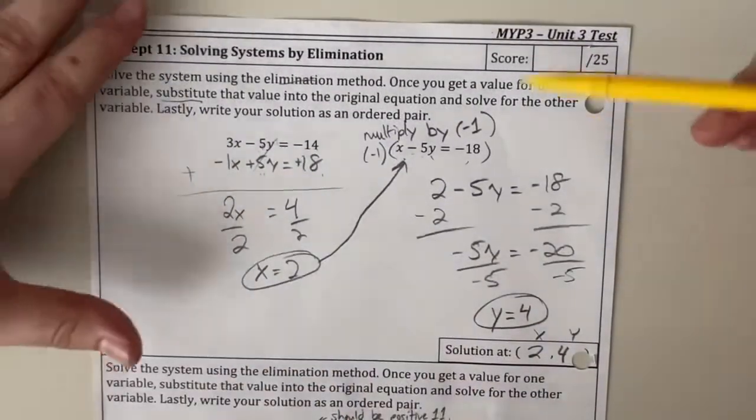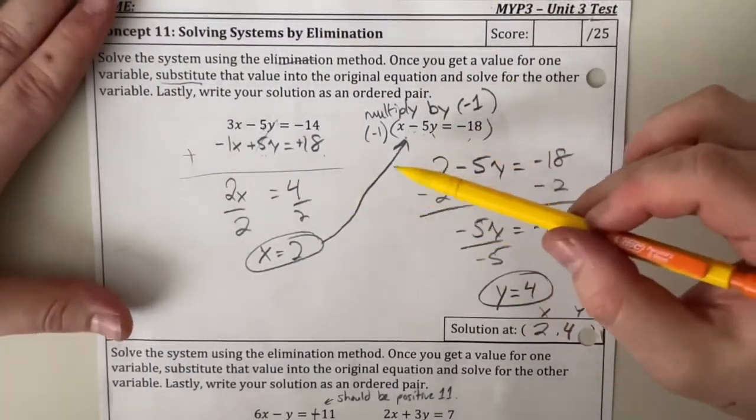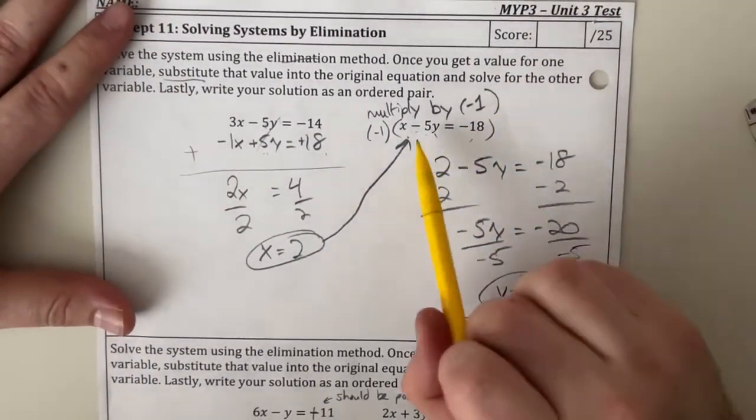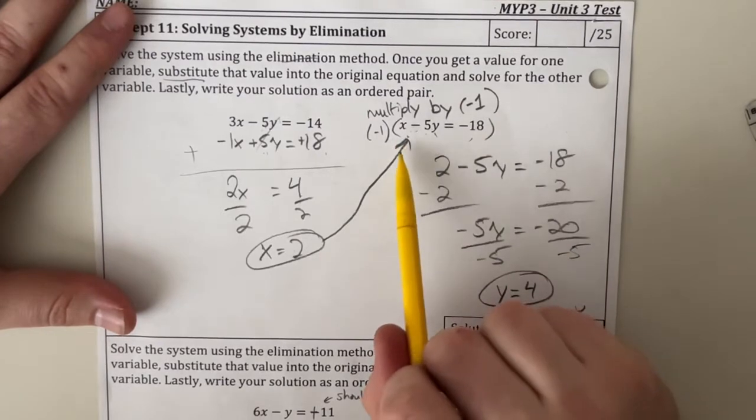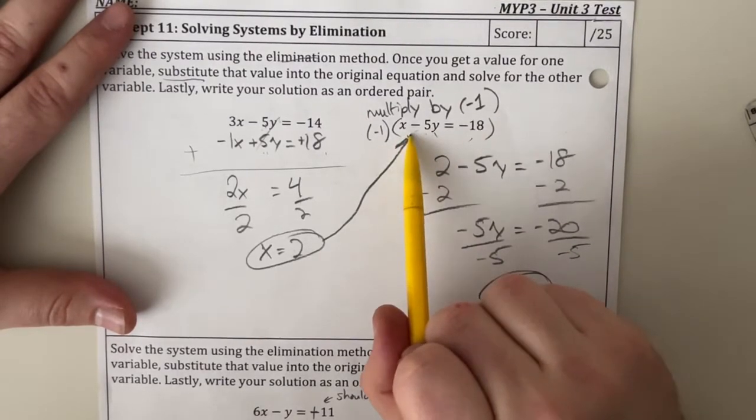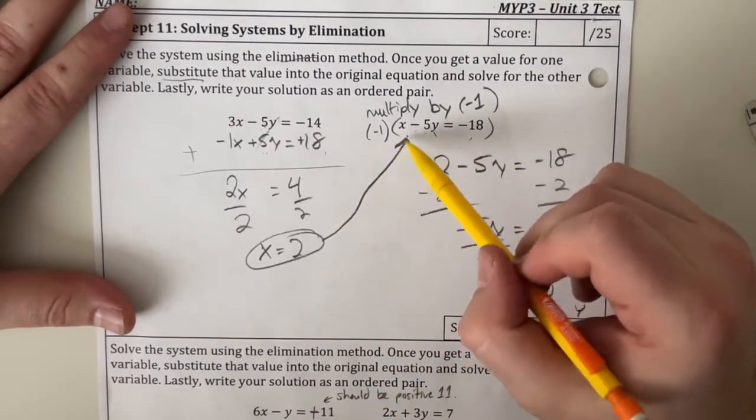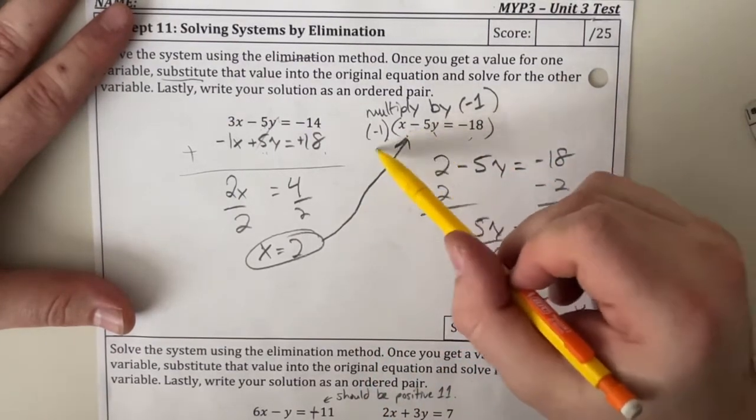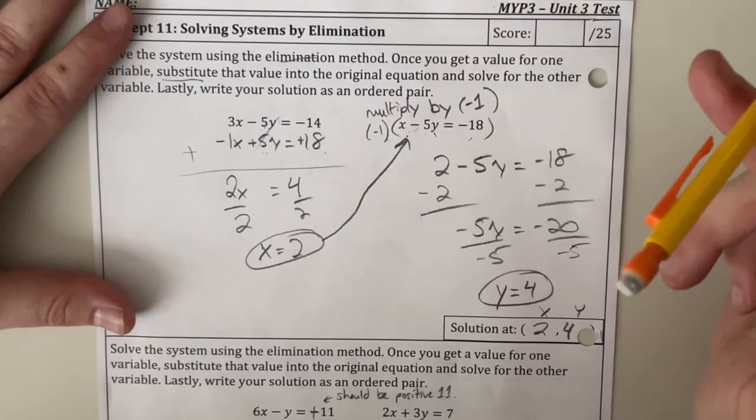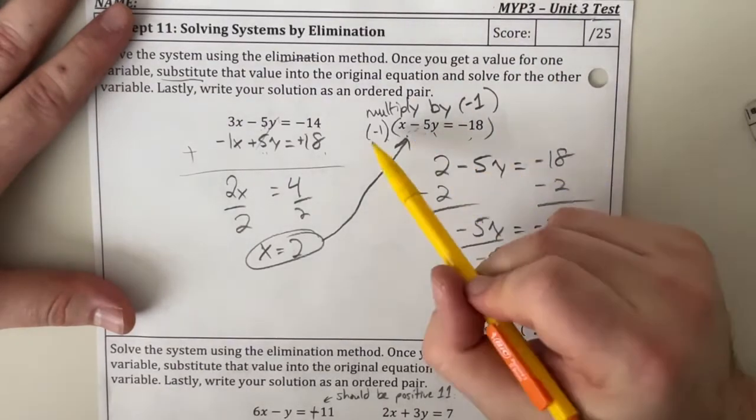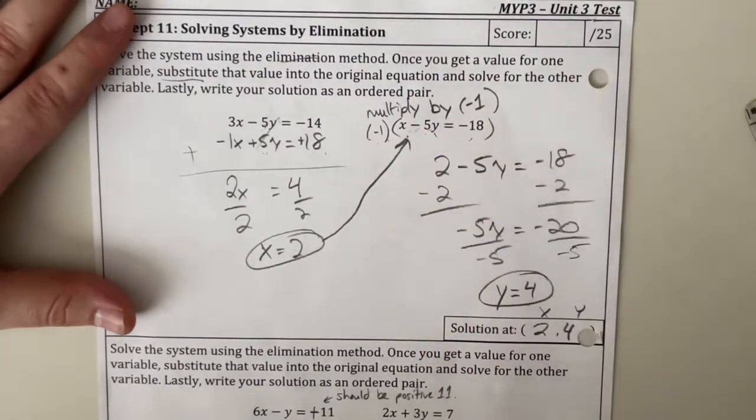Again, make sure you're multiplying at least one of these equations by a value, so that way they are opposite. So if you wanted to, you could have multiplied this by a -3 and canceled out the x values, but I wanted to keep it simple, so I multiplied the equation by a -1, so that way the y's canceled out.